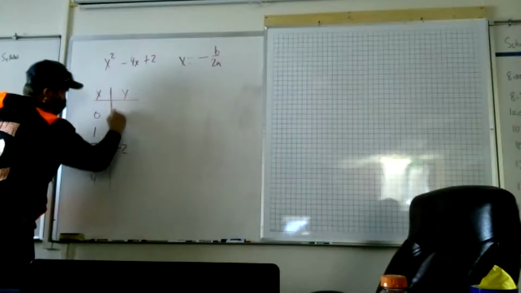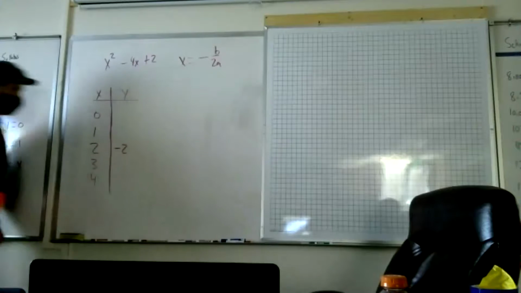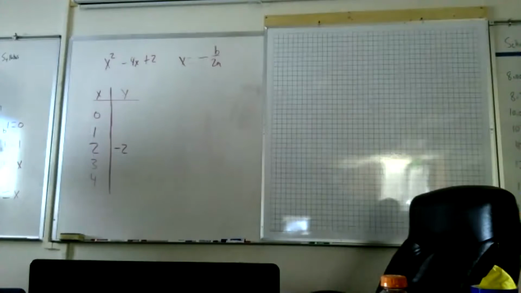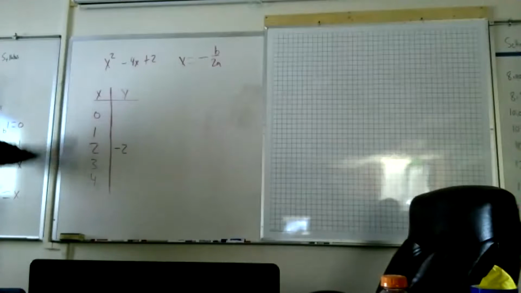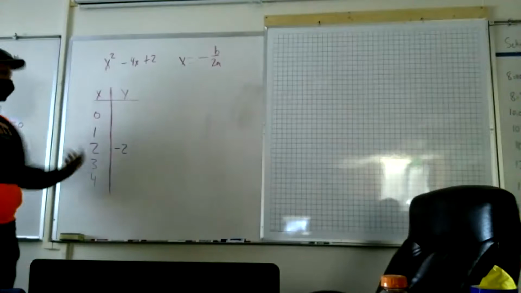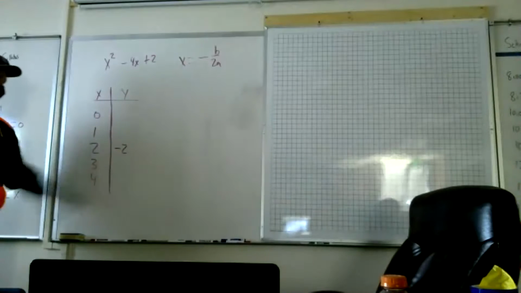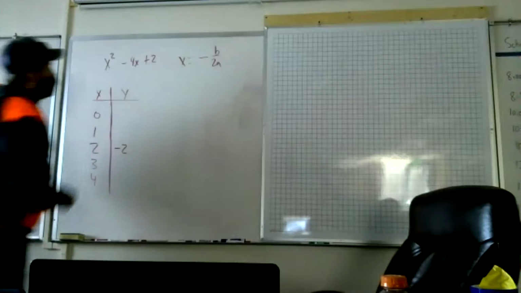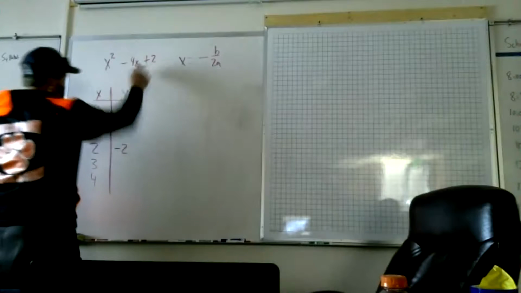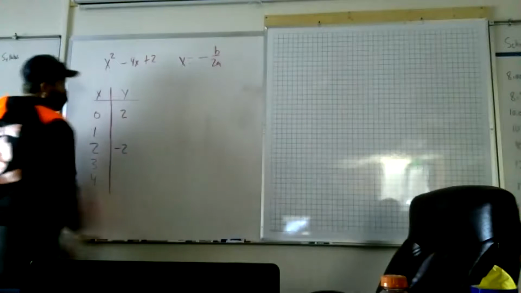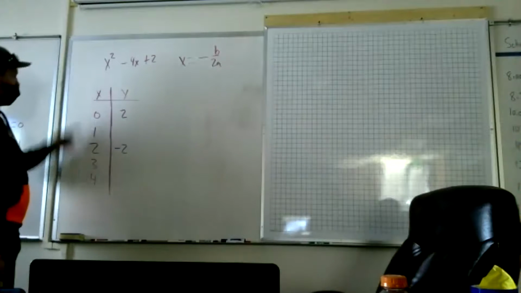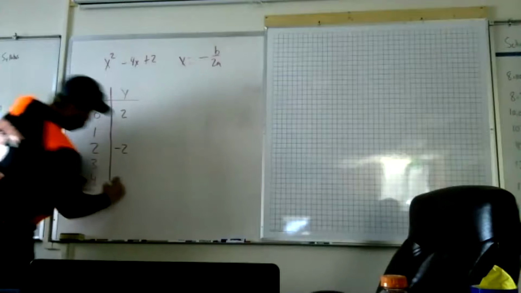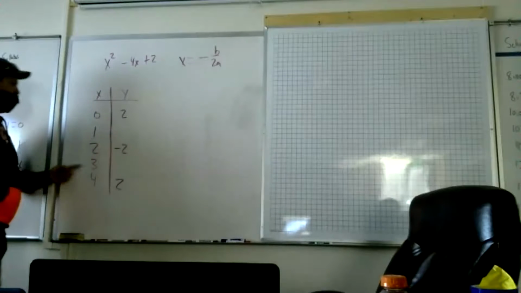Okay, like I said, in addition to finding the vertex, you want to be strategic about selecting points. You want to select points that are equidistant from your axis of symmetry. That way you only have to do one side and you can bring those answers down. So the easy side to do is 0, 1 here. So 0 squared minus 4 times 0 plus 2 is going to give me 2, my y-intercept. That's 2 units away from my axis of symmetry, which is the same as 4. So those y values are going to be the same.